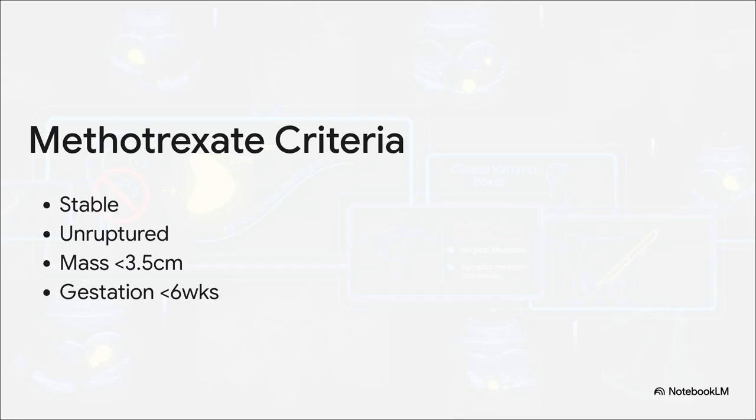1, the patient must be perfectly hemodynamically stable. 2, the unruptured mass must be strictly less than 4 centimeters in diameter. 3, there can be absolutely no fetal heart tones. And 4, the baseline beta-HCG must be strictly less than 5,000. Every single one of these clinical criteria has to be perfectly met to safely proceed with medical management.